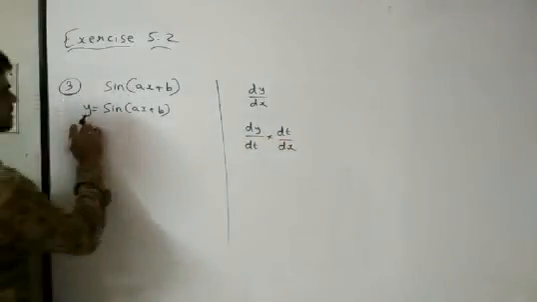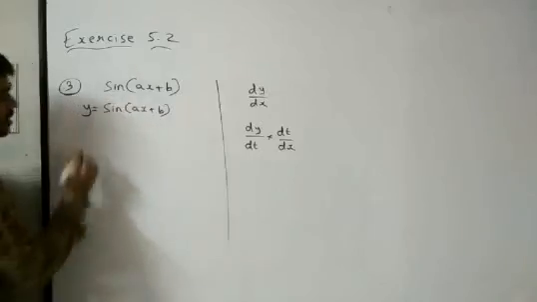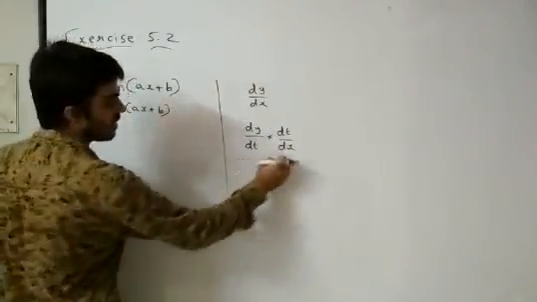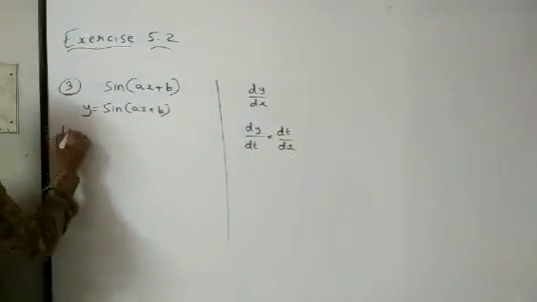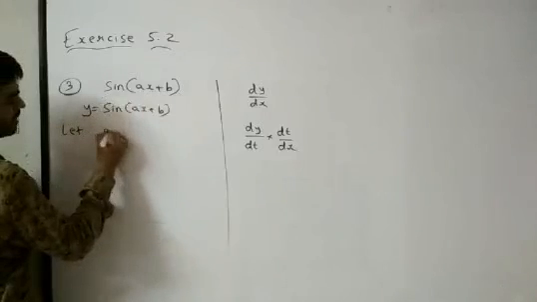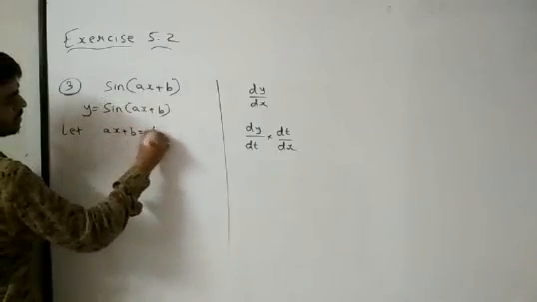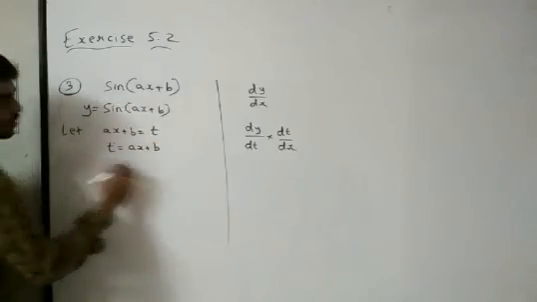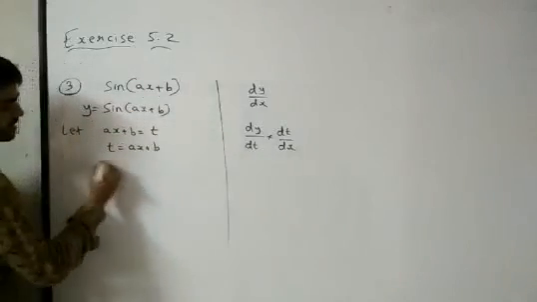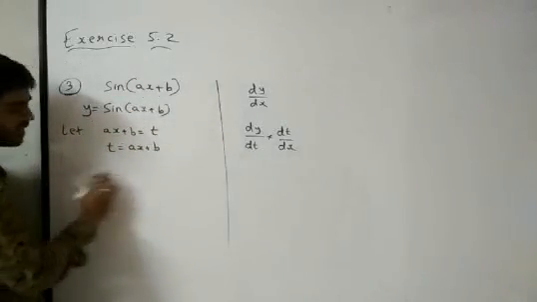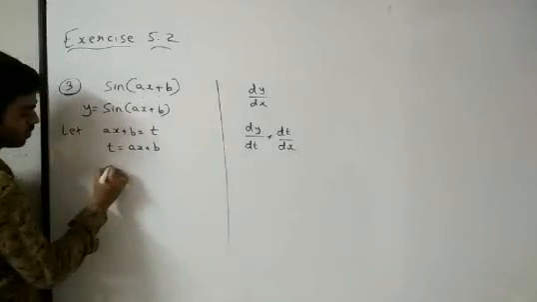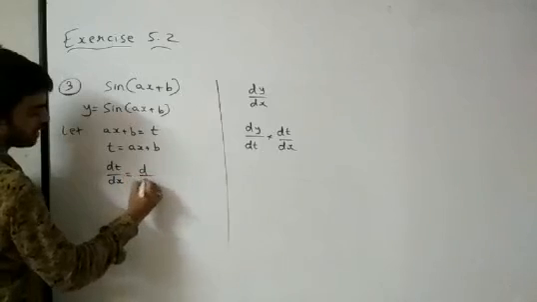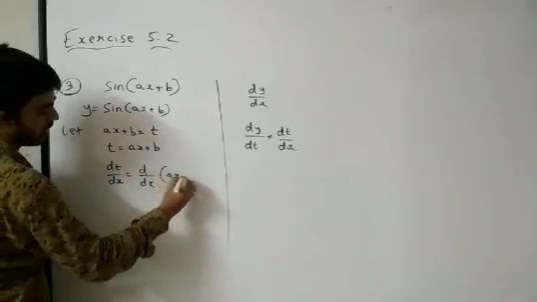Now y is equal to sin of ax plus b. First we are finding dt by dx. So let ax plus b be equal to t. That means t is equal to ax plus b only. Now we want to find dt by dx, so differentiating with respect to x, dt by dx is equal to d by dx of ax plus b.